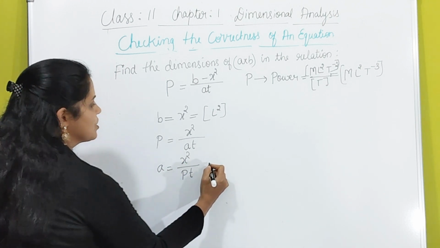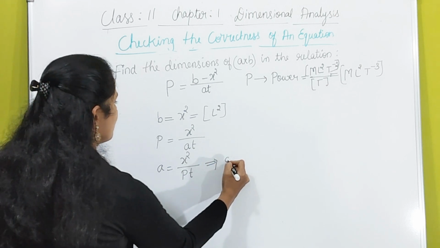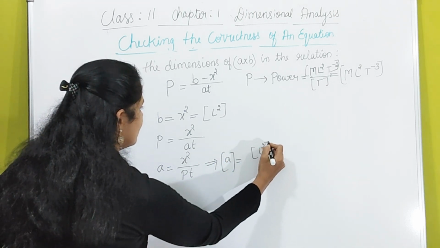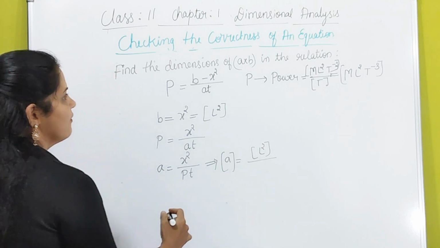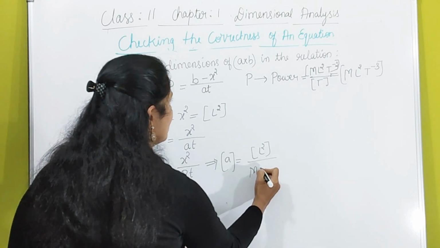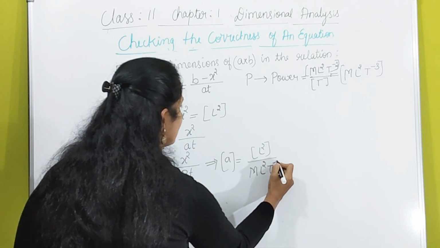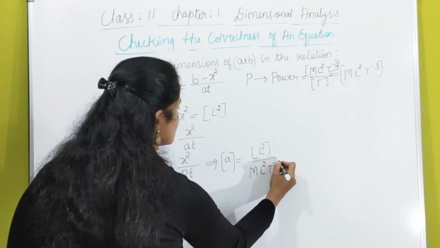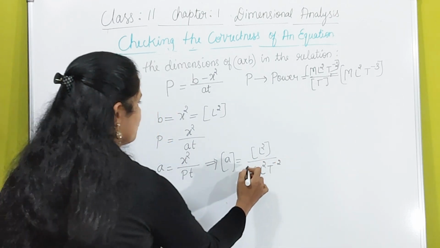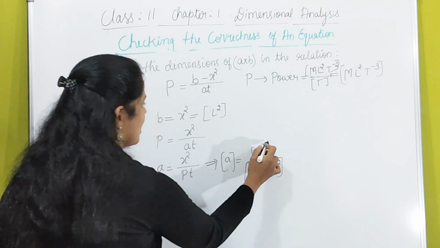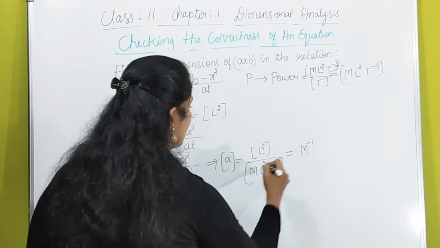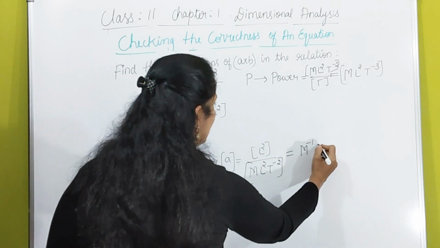Now write the dimensional formula. So dimensional formula of A is L square divided by power, m L square T minus 3, into T. Into T is T minus 3 plus 1 is minus 2. So L square cancel. So you can write it together as m to the power minus 1 T to the power plus 2.